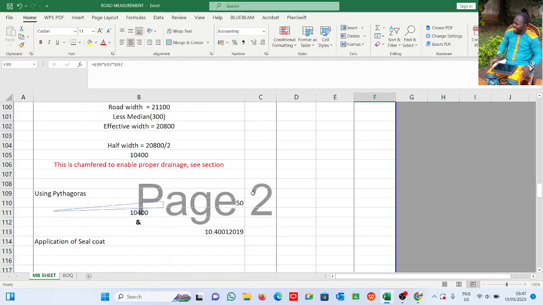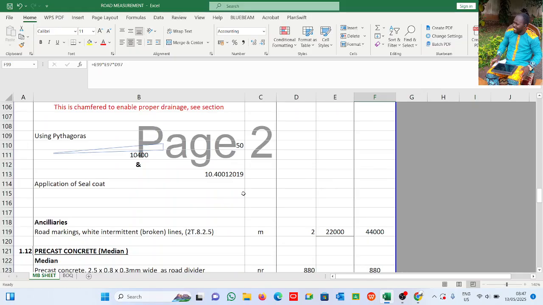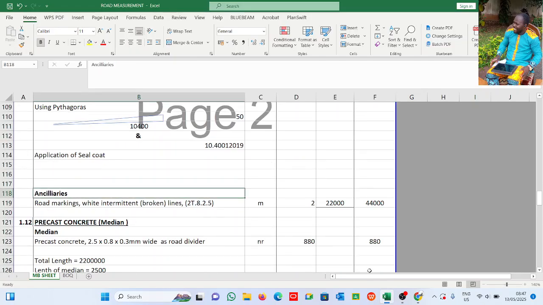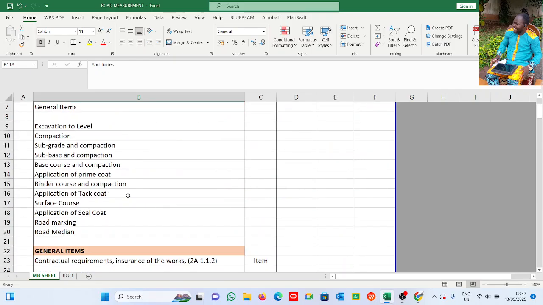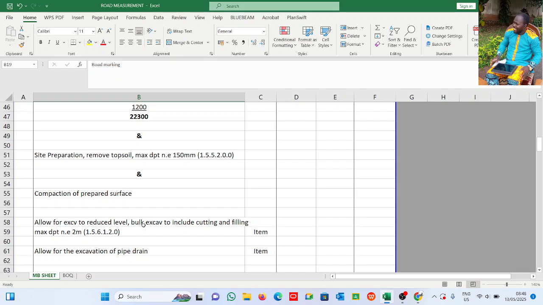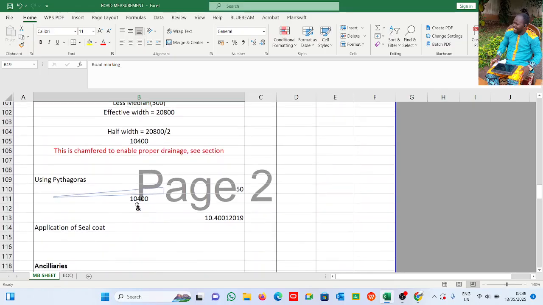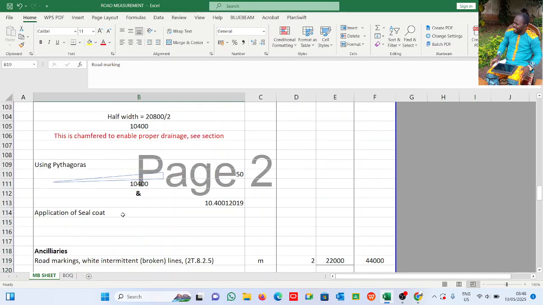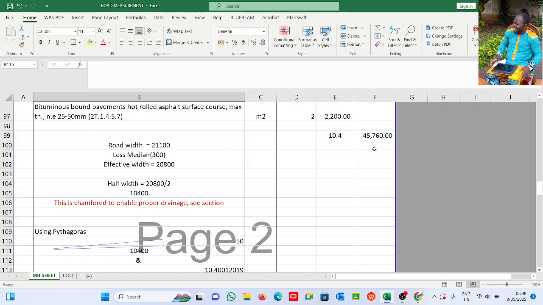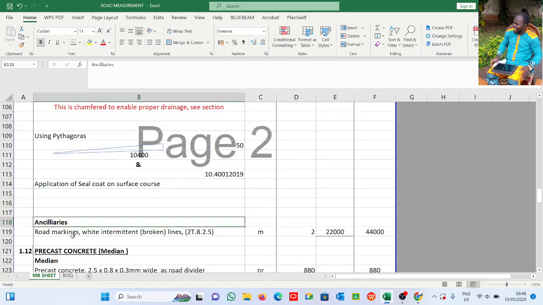This is the surface course. Now, having done that, we have the ancillaries, road marking. If you come here, you see road marking. Of course, I already explained that it is an application of seal coat on the surface course. Alright, the ancillaries, we have road marking. Road marking is white intermittent broken lines. That is the BSMM 4RS reference.